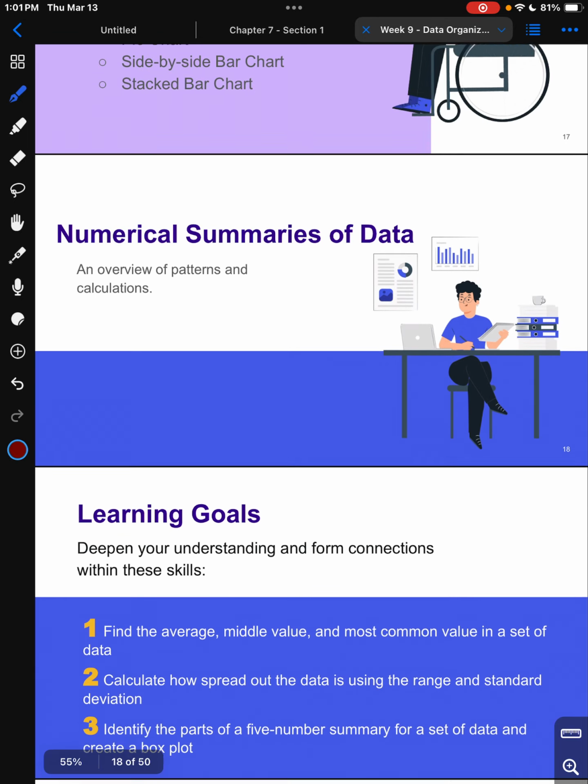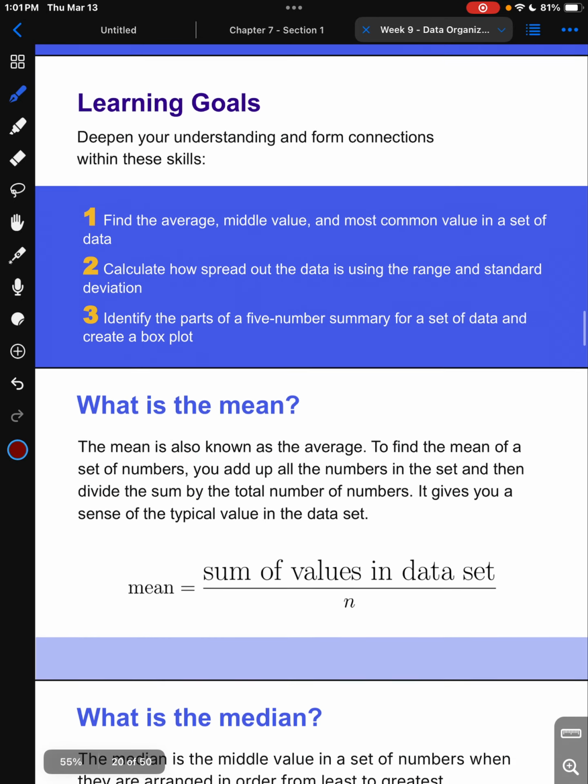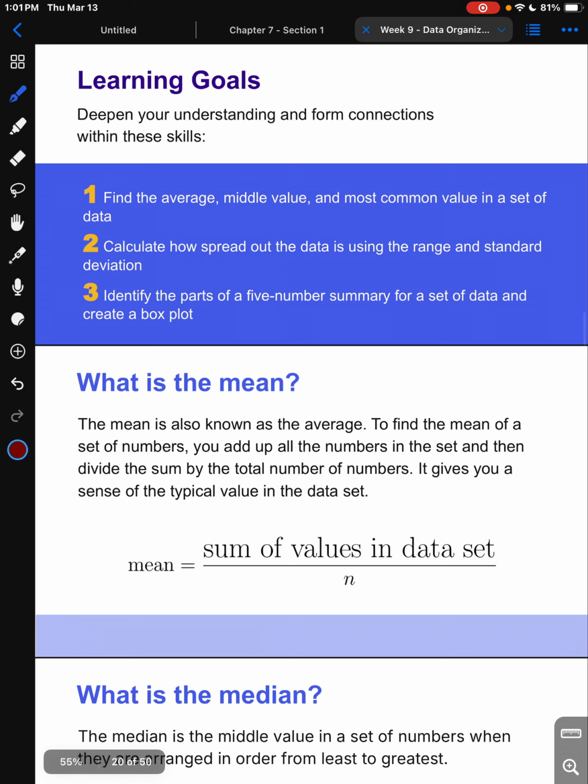Let's talk about some summaries of data. There are several different summaries we'll talk about. The first one is the mean, and the way you find the mean is you sum all the values and divide by the number of values. So if we have 3, 4, and 5, and I want to know the mean, I'm going to add up those numbers, 3 plus 4 plus 5, and divide by 3, because there are 3 numbers. That's how you would find the mean.